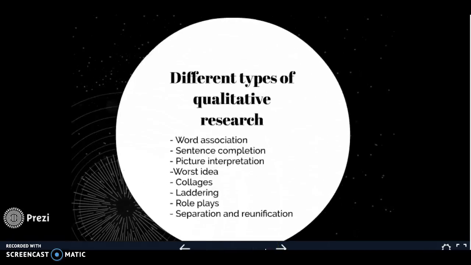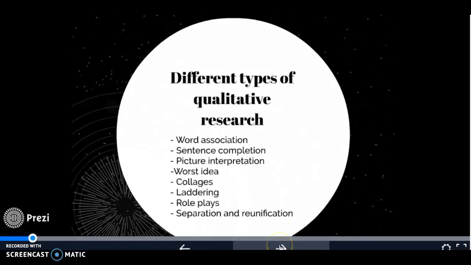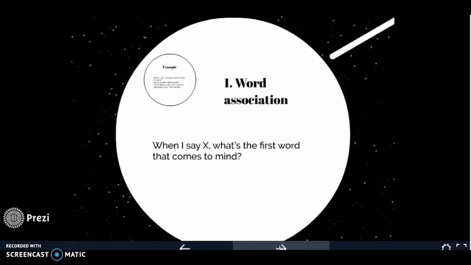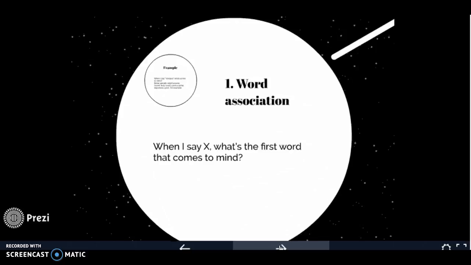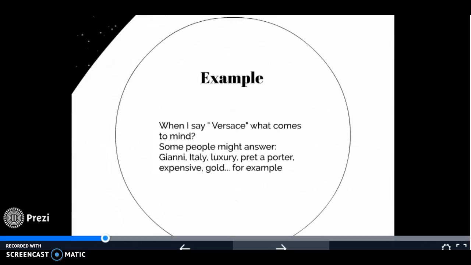We have different types of qualitative research. It can be word association, sentence completion, picture interpretation, words idea, collage, laddering, role plays, and separation and reunification. So let's start with the first one, word association. I'm going to give you an example. For example, when I say Versace, what comes to mind?